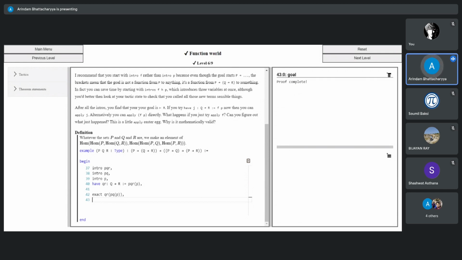So, anything you want to test in, or Ankit, Shashwat?